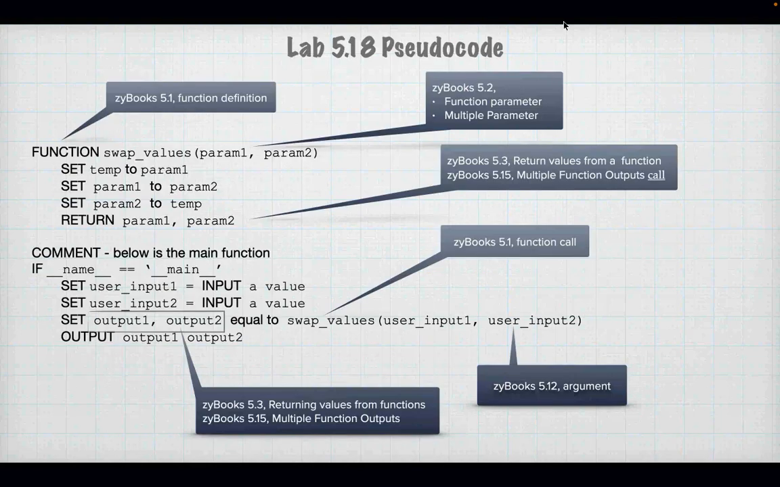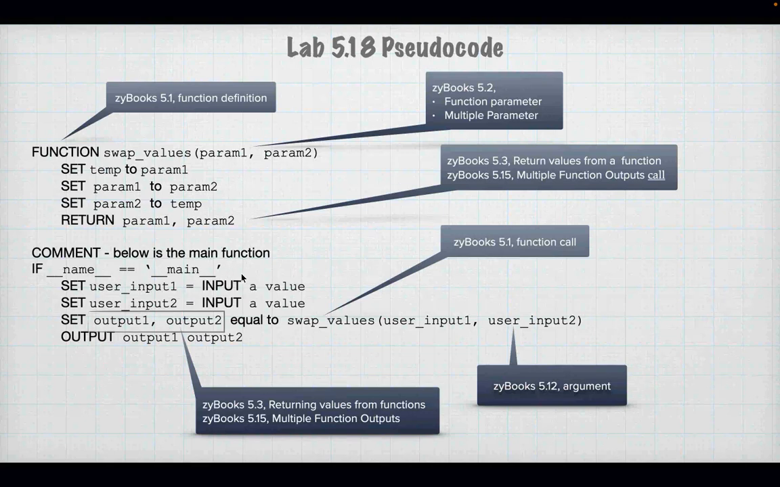So let's start talking about what we have to do for the labs this week. Lab 5.18, you have to write a function, and that function is to swap values. Basically, you're going to take parameter 1 and parameter 2, and you're going to set parameter 1 into temp, parameter 1 is then going to equal parameter 2, and parameter 2 is going to equal temp. And I'm going to return both of them. This is what I'm looking for when I grade this. I want to see both of those return values, and I want to make sure you know what you're doing when those return values come out.